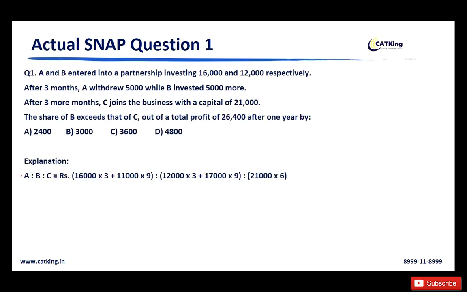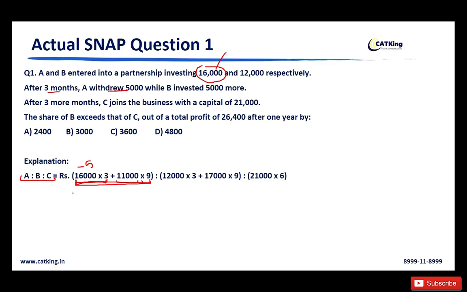If you see over here, the ratio of A is to B is to C of investment will be nothing but the amount of money invested into time. So for A, we can calculate it by 16,000 into 3, because he entered with the investment of 16,000 and after 3 months he withdrew 5,000 rupees. So the first installment for 3 months will be 16,000 into 3, and when he withdrew 5,000 from 16,000, it will become 11,000, and for the rest of the year, that is 9 months. So this will be the total contribution of A over here.